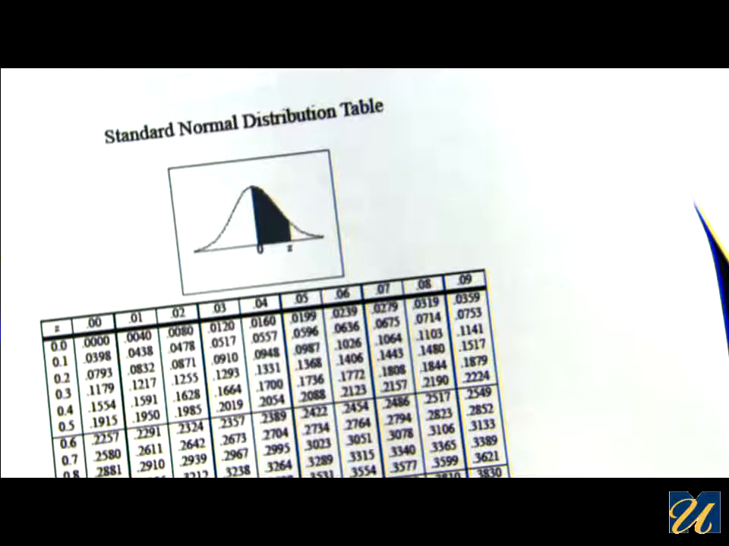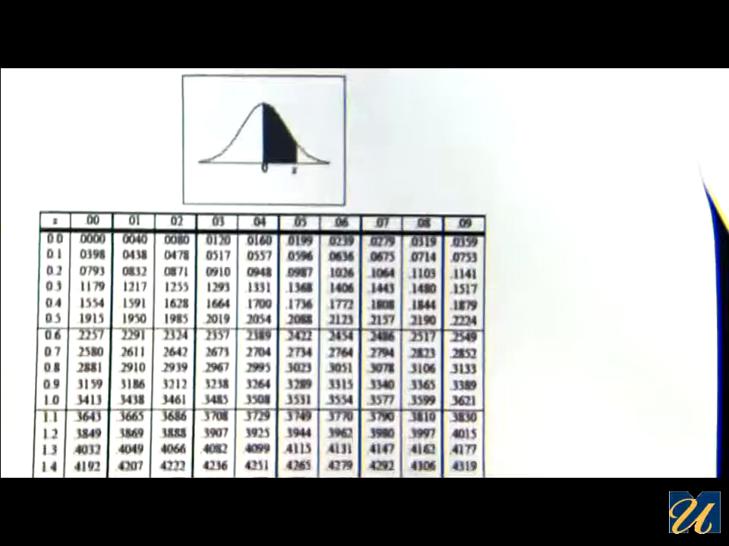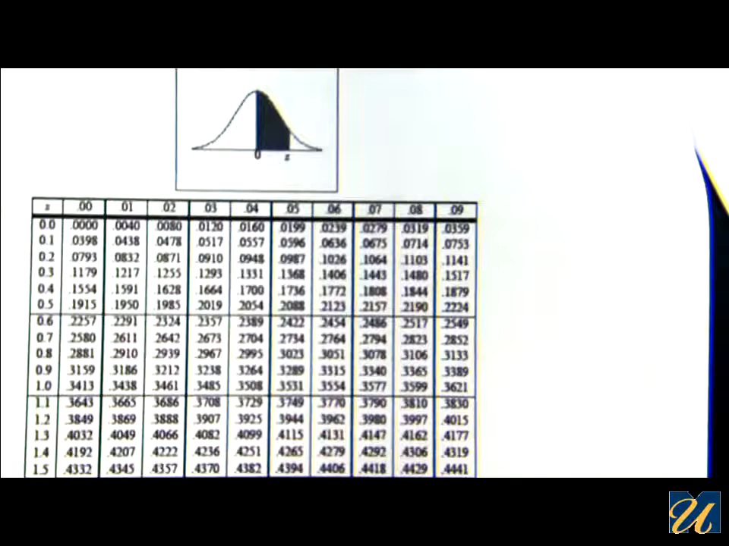If you ever end up with a z-score that's more than 3.59, you can automatically assume a probability of 0.4999.